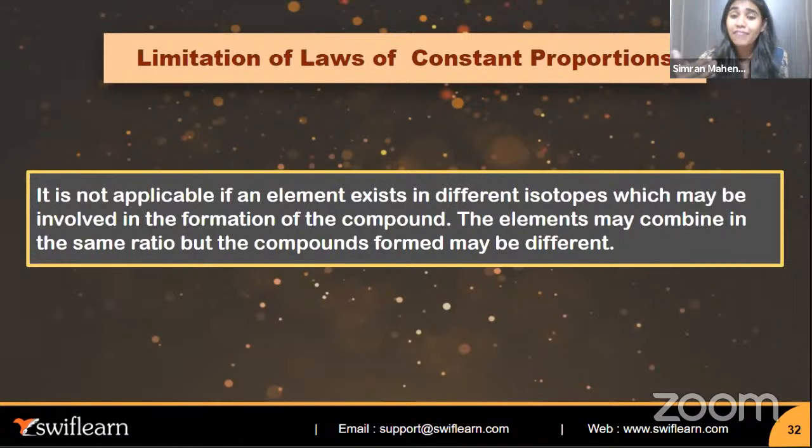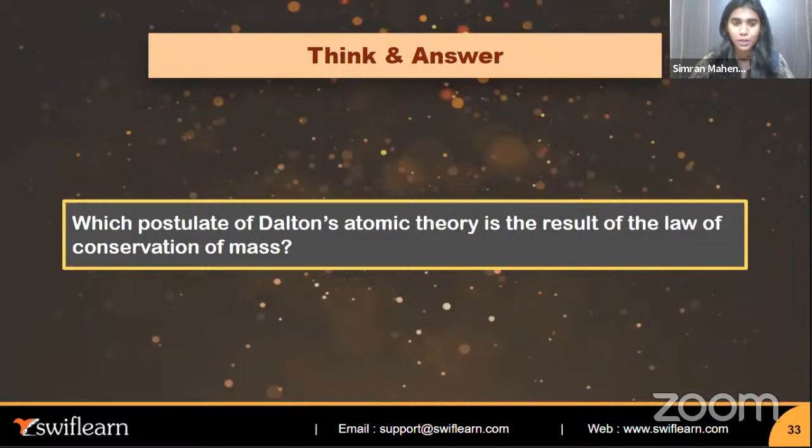Because they have different numbers of neutrons in it. Okay, the same element, but a different number of neutrons. So this law of constant proportion was not applicable for isotopes. That was one major limitation of the law of constant proportion.